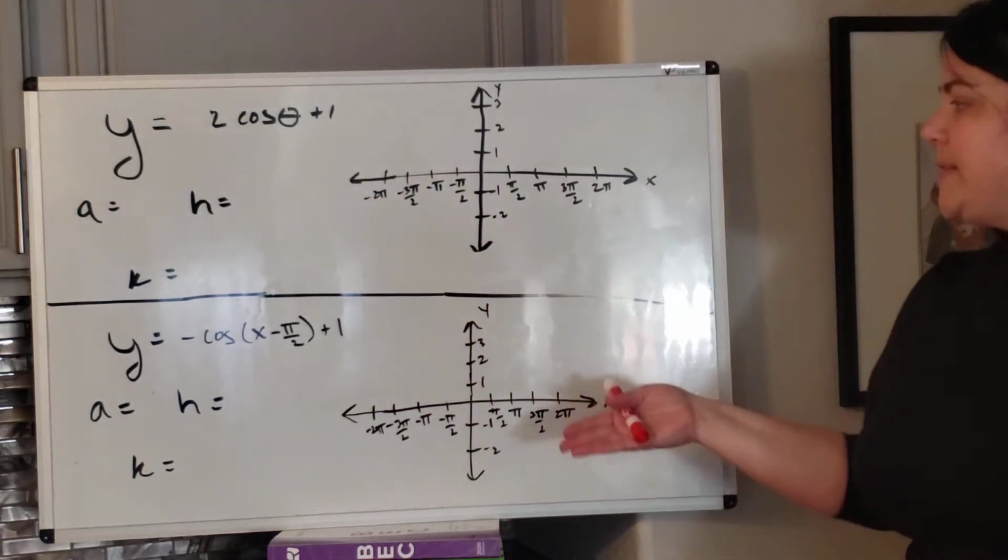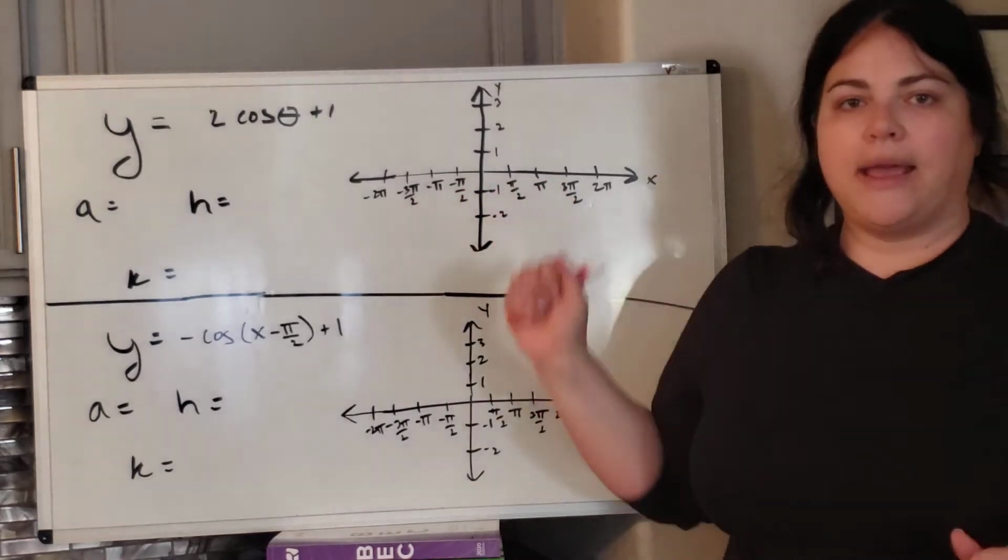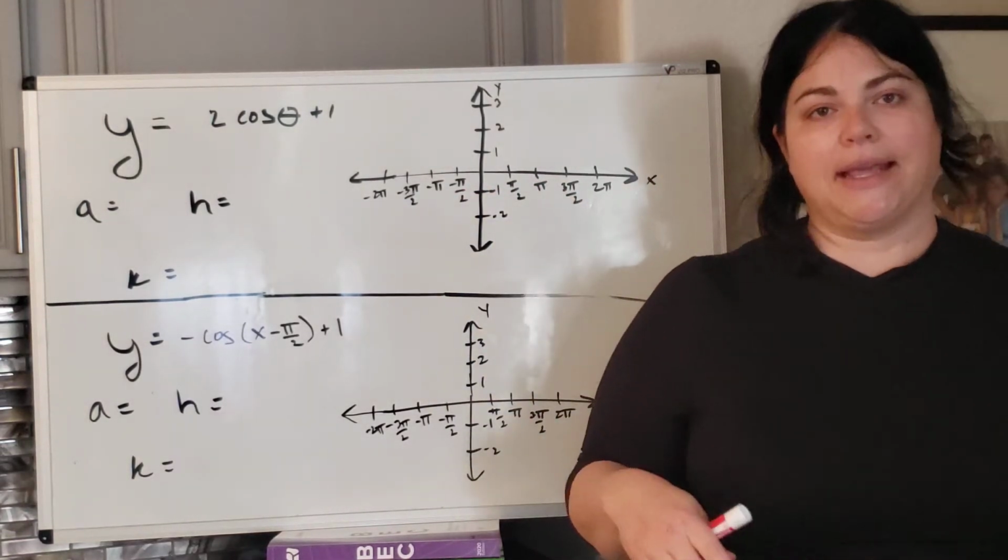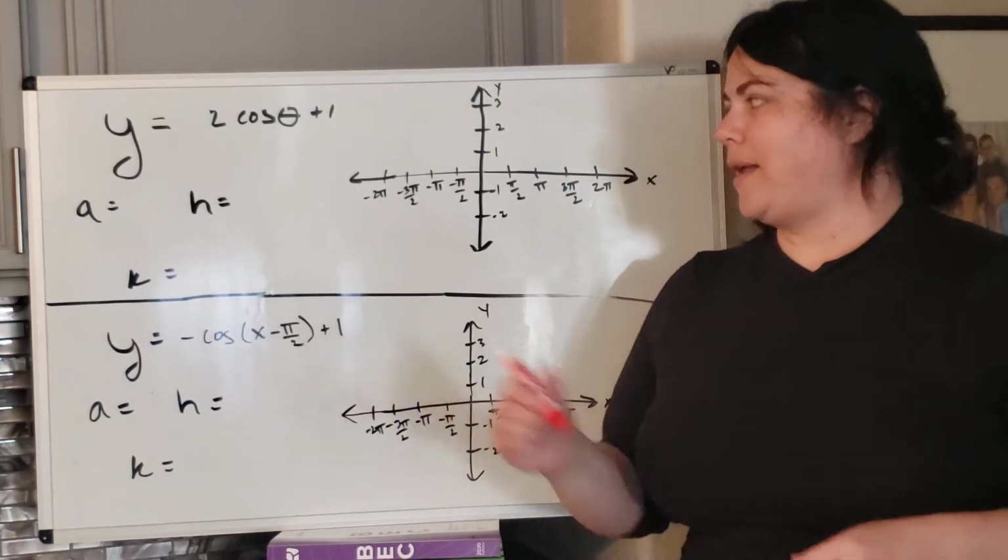So again, 2 examples here. One has an A and a K, and another one has an A, H, and a K. And we'll talk about what happens when you've got the negatives.